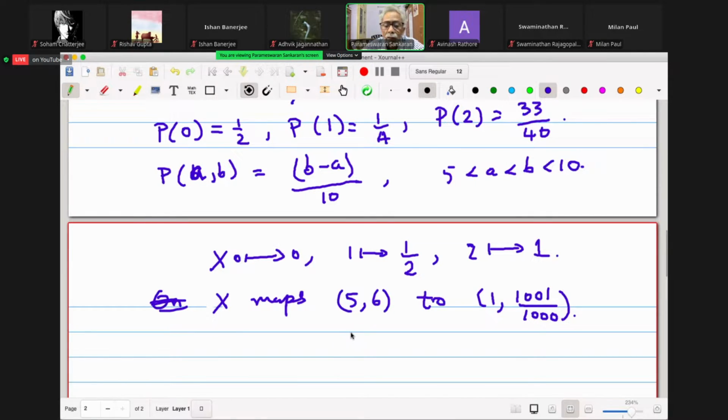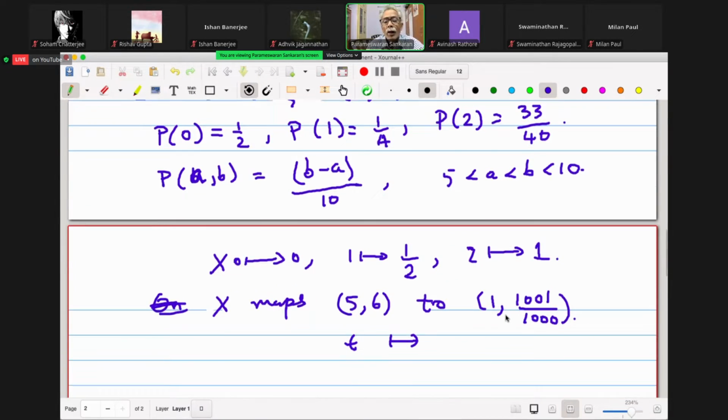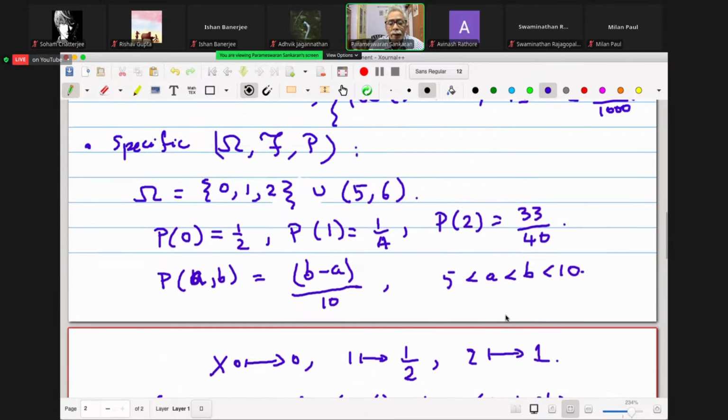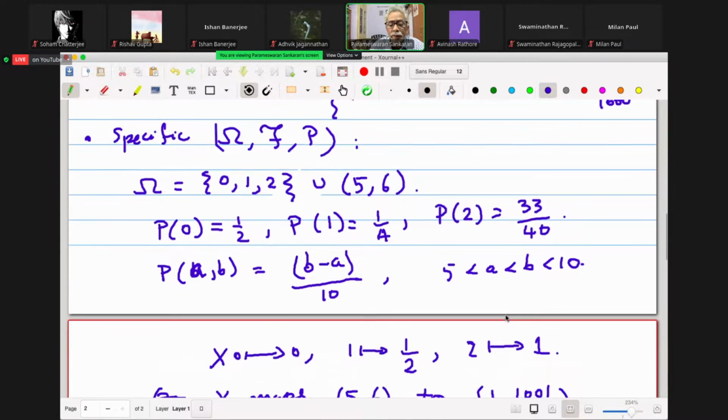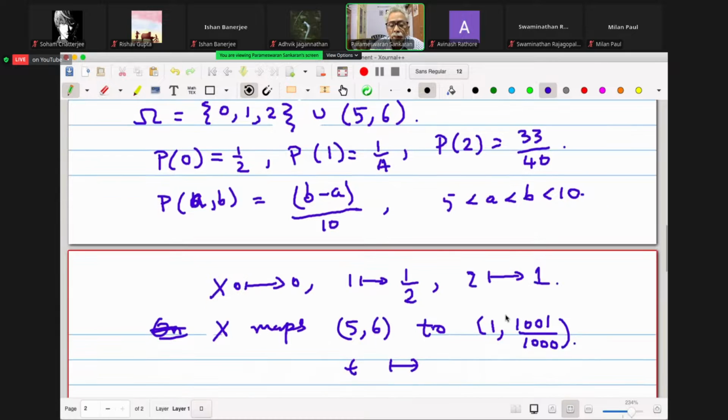So here if I take X, t goes to t minus 5 plus 1. So it has to divide by 1000. It's just some scaling going on here. I think it has to be scaled appropriately. That's the only thing. Once you do that, it should give you the correct probability. Yeah, I suppose.